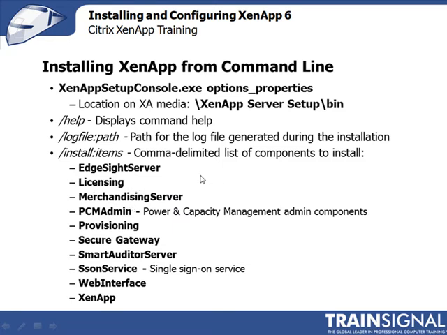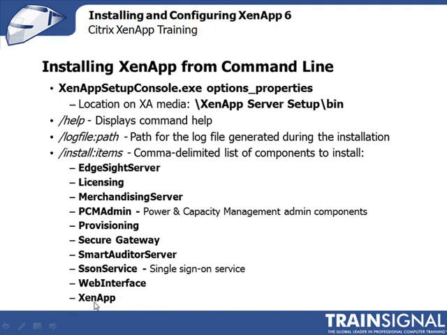I didn't give a description for those. They're pretty much self-explanatory. The ones that I did give a description for are a little more difficult to guess. So in this case, it's power and capacity management, admin components, and then down here, you have the single sign-on services. Now, if you're trying to install XenApp through the command line, as the slide might imply, then XenApp has a list of other components that you can specify.